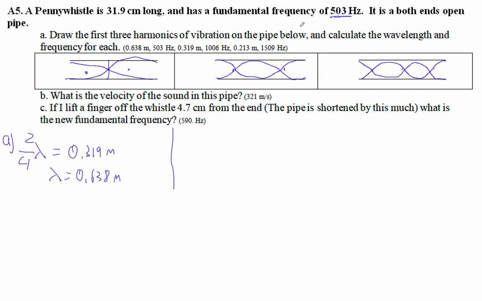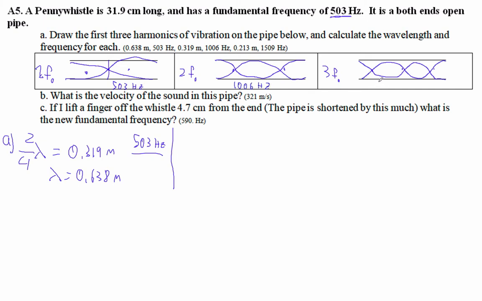And then what is our frequency? Well, they tell us the fundamental is 503. Remember that this guy goes 1F0, this guy will go 2F0, this guy will go 3F0. So this guy is going to be twice that. If this guy's 503 hertz, this guy is going to be 1,006 hertz.